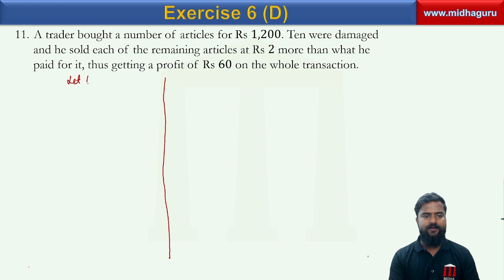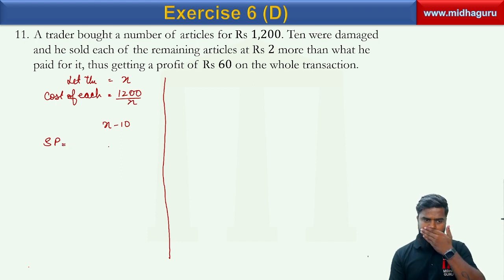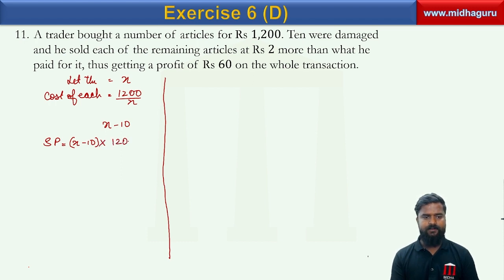Let us say the number of articles be x. So now what he paid for each, that is the cost of each, should be 1200 by x. Now since 10 were damaged, the new number of articles is x minus 10. And he sold them at 2 rupees more than what he paid for. The selling price of all these articles is x minus 10 into 1200 by x plus 2, since the selling price is 2 more than the cost price.